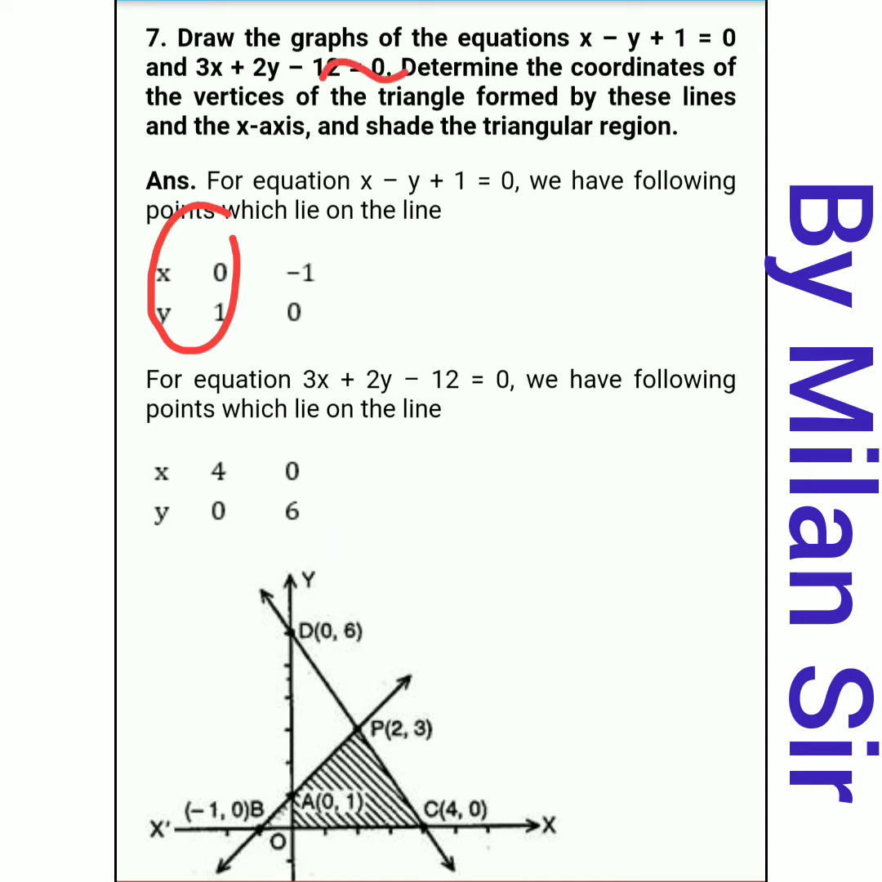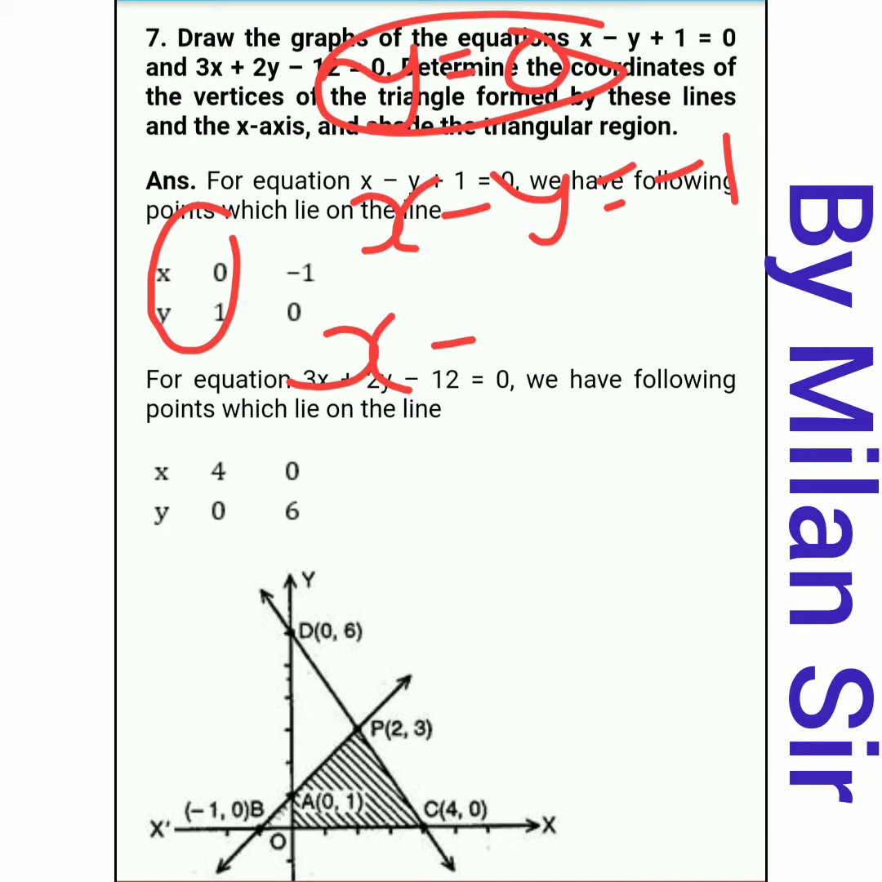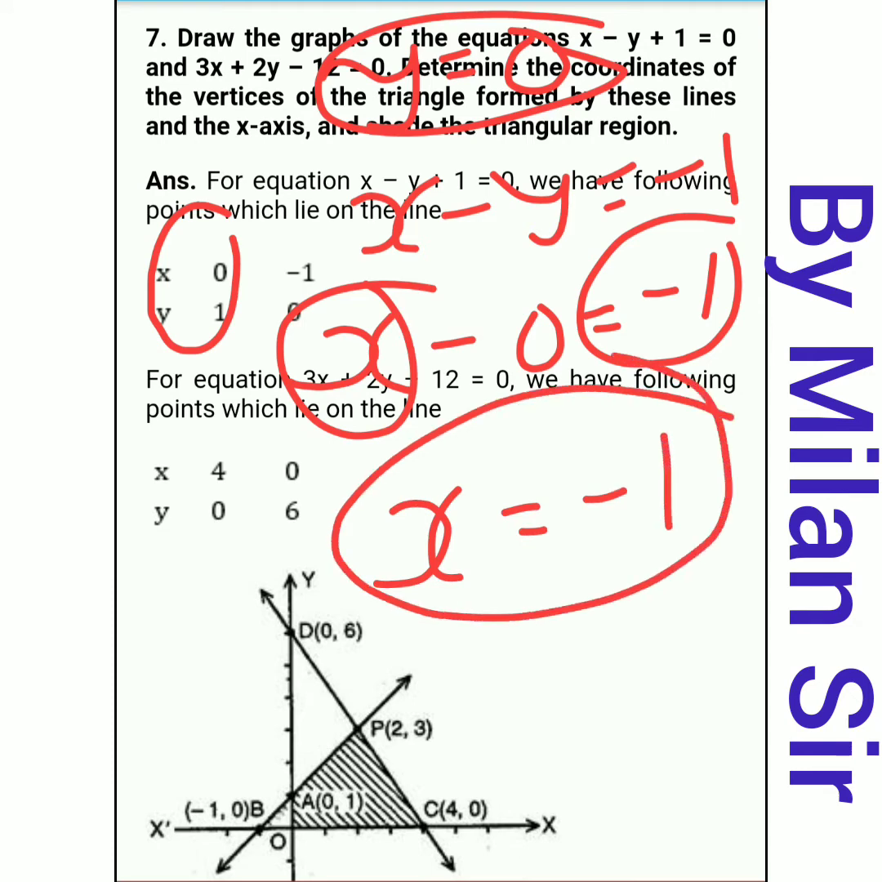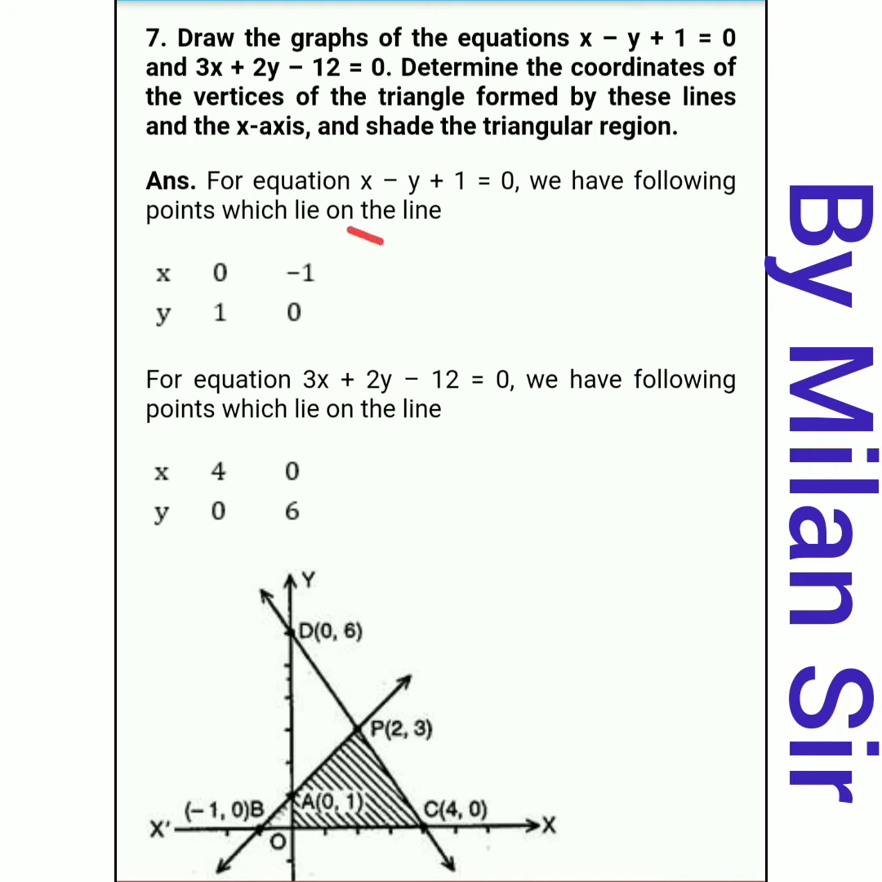Now put y equals 0. What is our equation? x minus y equals minus 1. So x as it is, this time y equals 0. So our x equals minus 1, right? If we put y equals 0, then we get x equals minus 1. So our 2 points are ready for the first equation: (0, 1) and (minus 1, 0).